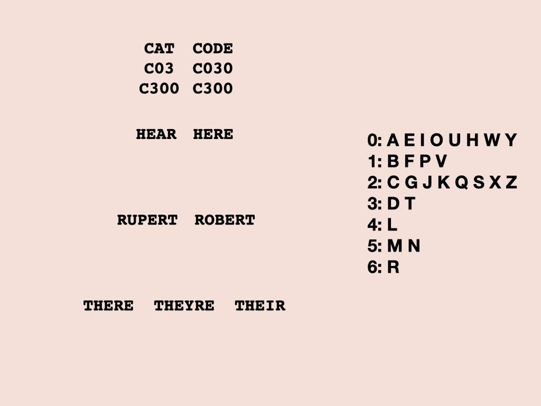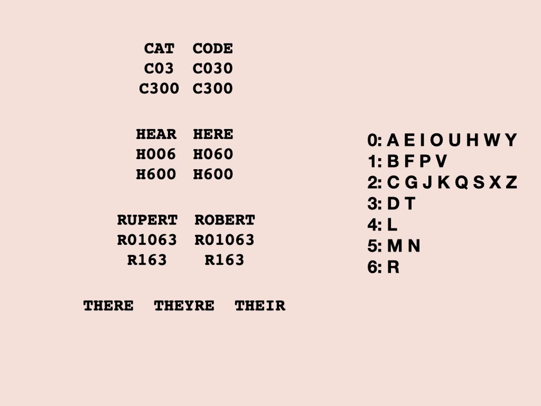How about here and here? This one is a big one, right? Here, the vowels become zeros, and the R is a 6. H600. Here, again, the vowels are zeros, and the R is a 6. H600. Here and here, they have the exact same Soundex. Rupert and Robert. Those also collapse together. And there, and there. Let's do those common ones. T0060 down to T600. T00060 down to T600.